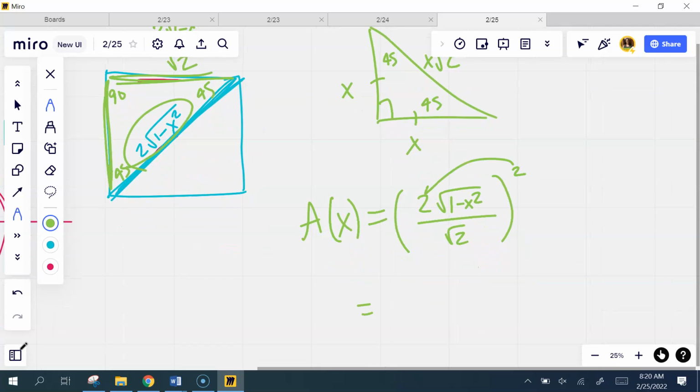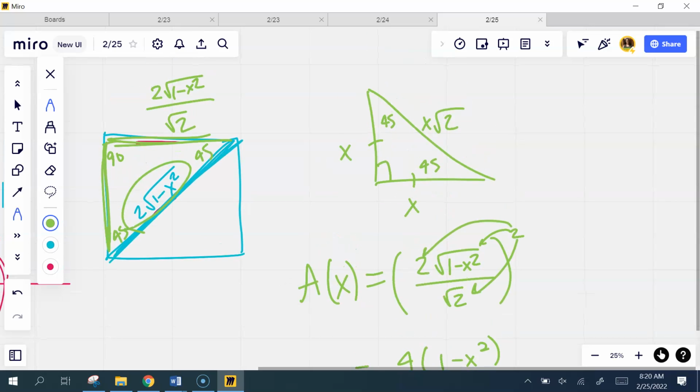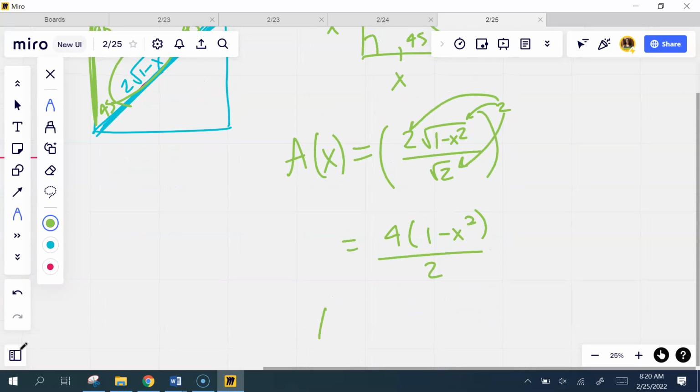Are y'all with me? Which would be, when I'm multiplying, as long as I'm not adding or subtracting, I can just take that squared to everything, right? So this becomes 4 times 1 minus x squared over 2. Because area of the square is the side times the side, and since they're the same, I just square the side, or side squared. So the area of a square is 2 times 1 minus x squared.